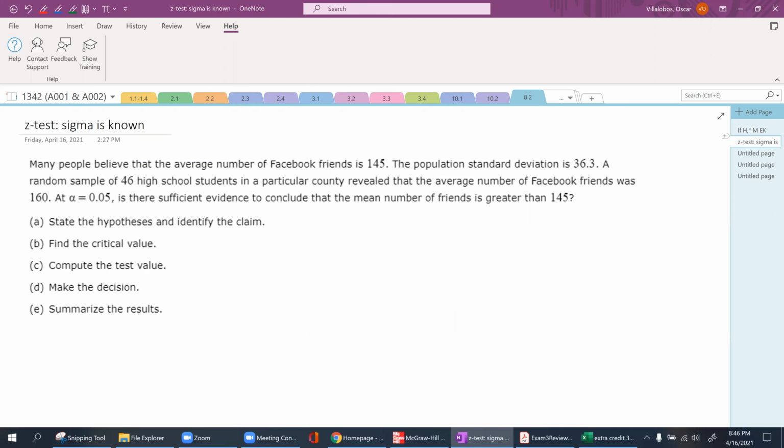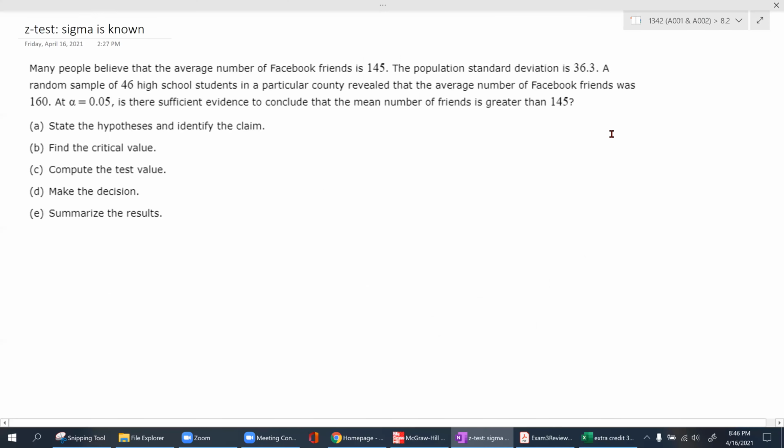Many people believe that the average number of Facebook friends is 145. The population standard deviation is 36.3. A random sample of 46 high school students in a particular country revealed that the average number of Facebook friends was 160. At alpha equal to 0.05, is there sufficient evidence to conclude that the mean number of friends is greater than 145?